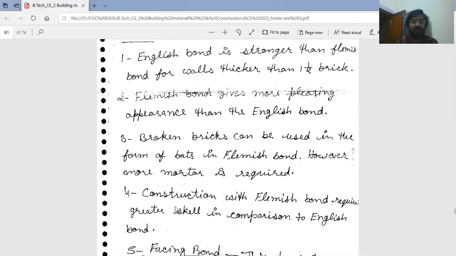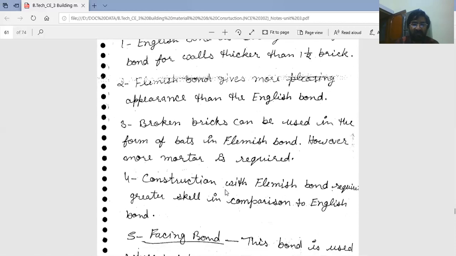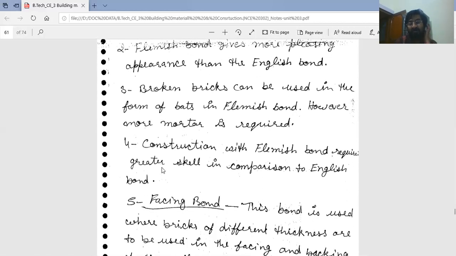Third, broken bricks can be used in the form of bats in English bond. However, more mortar is required in Flemish bond because the joints are more. Construction with Flemish bond requires greater skill in comparison to English bond.